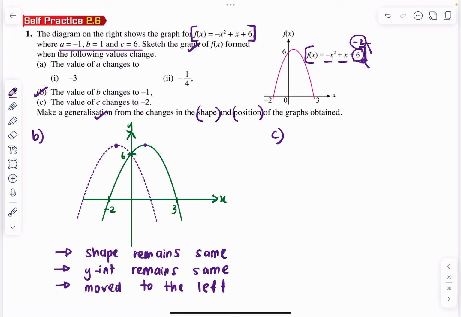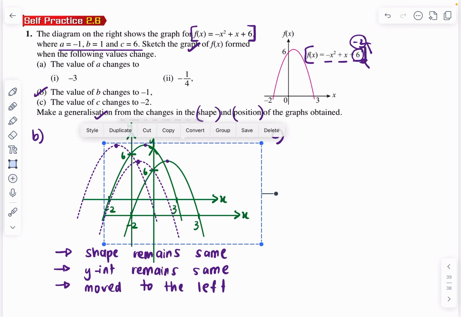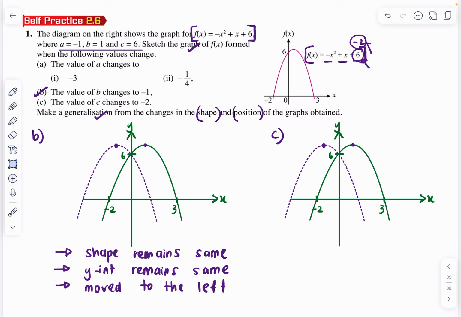So we can draw the same graph. Duplicate this. Our new graph will move down here. So it will cut at -2. So the graph has actually moved down from 6 to -2. So this is 8 units. From 6 to 0 is 6 units, and then another 2 units. In total, it has moved down by 8 units.